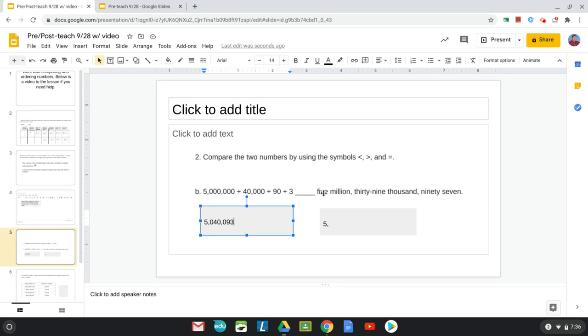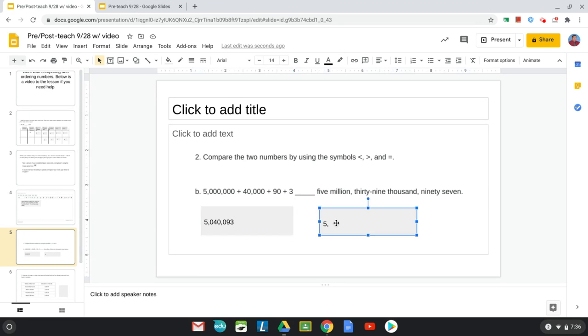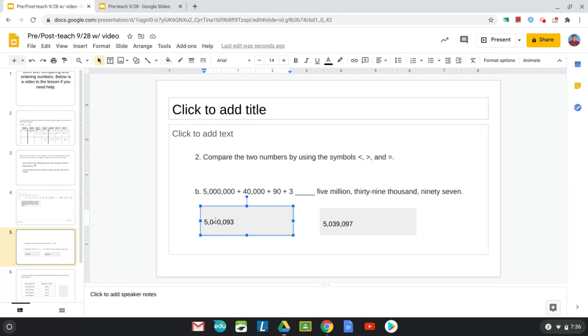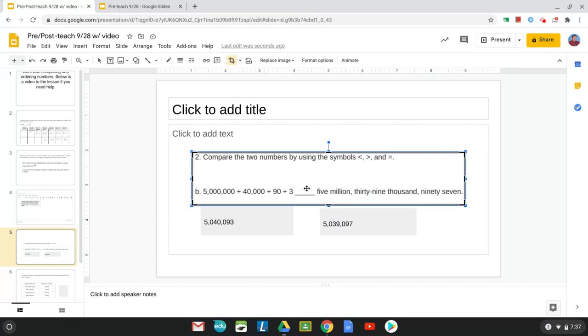I'm doing the same thing over here. We have 5 million, then we have 39,000. So in my thousands place, I need 039, and then 097. 5,039,097. Okay, so be careful because at the end, this one has the bigger number, 97 versus 93. What really actually matters is the 40 is being compared with the 39, which tells me obviously then the 40 is bigger. So I would use my greater than symbol.